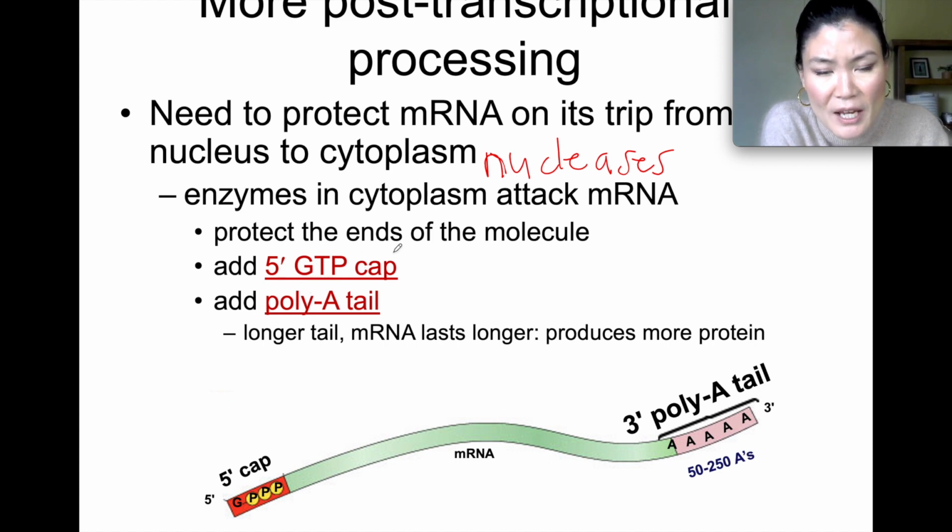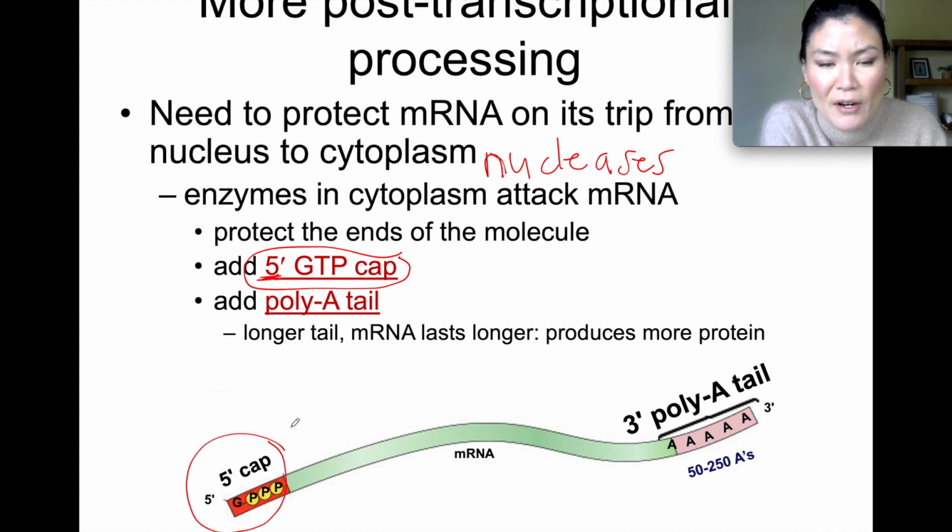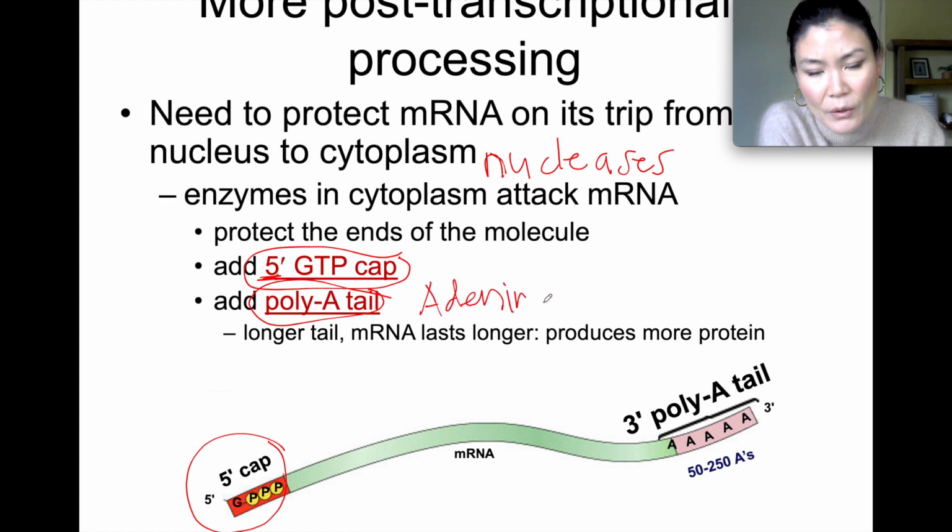So what's added to the mRNA is a 5' cap at the start, at the 5' end. It's called a 5' cap. There's a special GTP, guanine triphosphate, a very special guanine triphosphate that's added to the 5' end of our mRNA. And then there's a poly-A tail that's going to be added to the end. Poly-A means those adenines. Okay? So a bunch of adenine RNA nucleotides are added to the end. It's called a poly-A tail.